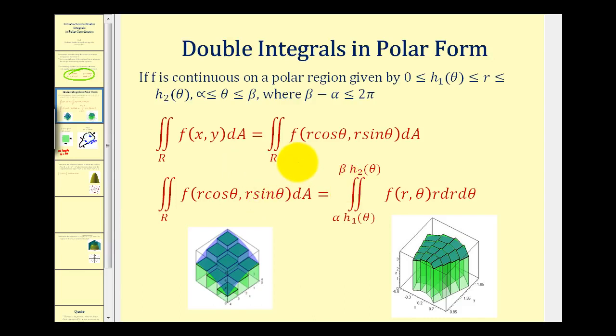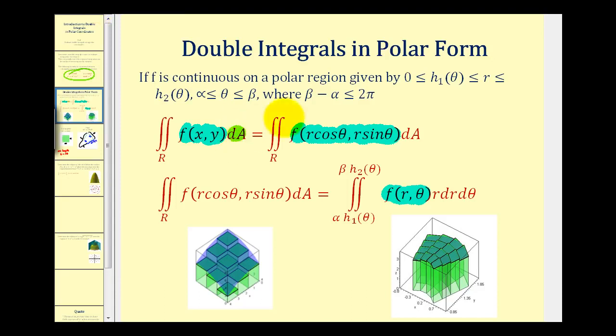There's a couple important things to notice here. First, our function f of x, y is going to be converted into a polar equation as we see here. The way we do this is we replace x with r cosine theta and y with r sine theta. Sometimes the function is written like this to represent polar form, and sometimes it's just written as f of r, theta.